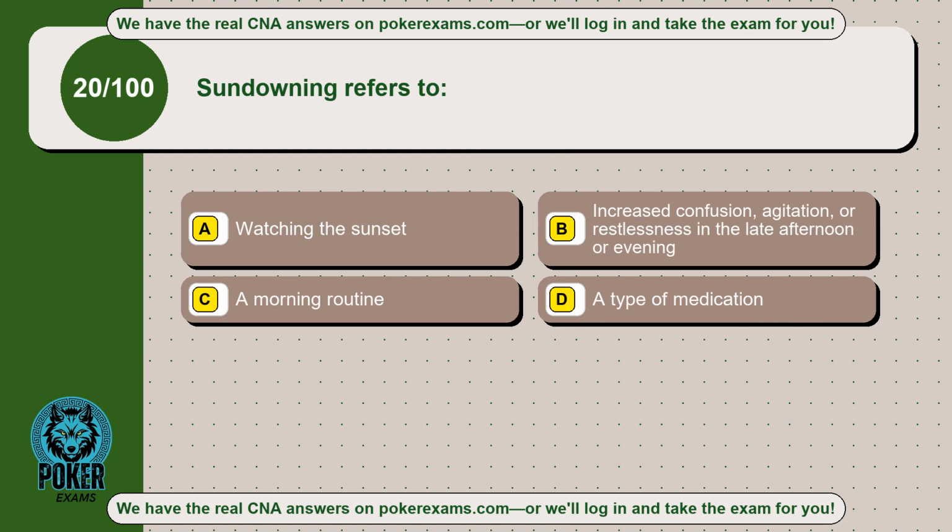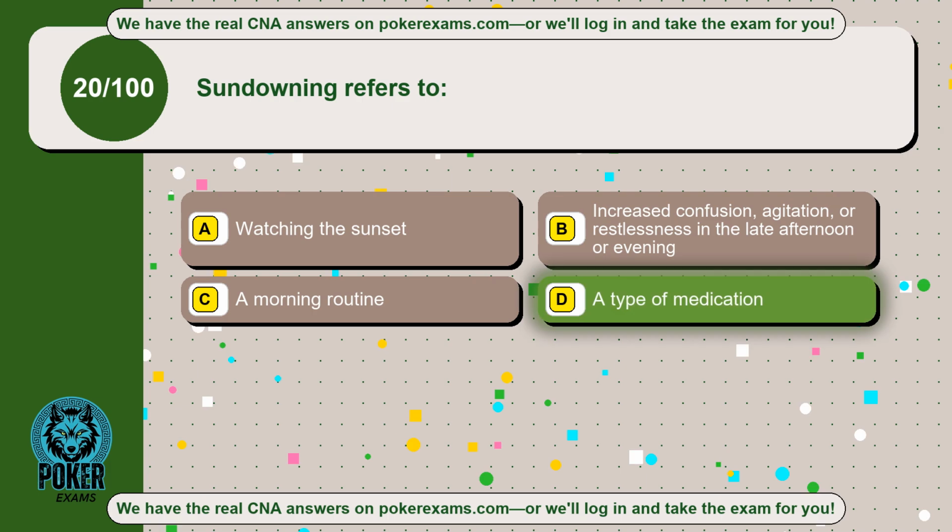Question 20. Sundowning refers to: Option A, watching the sunset. Option B, increased confusion, agitation, or restlessness in the late afternoon or evening. Option C, a morning routine. Option D, a type of medication.